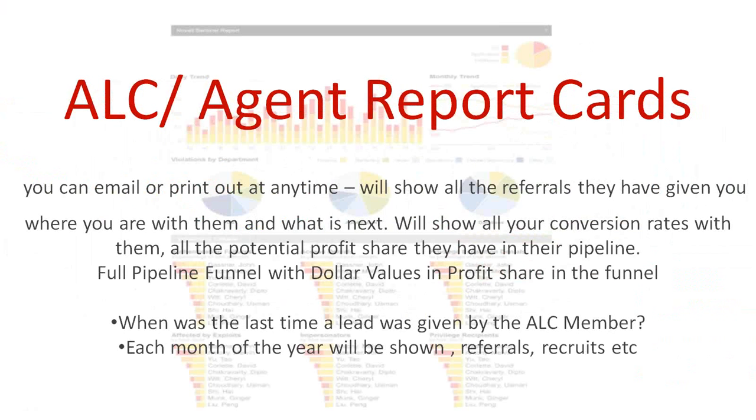Well, then we can identify that, and then you can reach out for training in that area. ALC and agent report cards, again, these can be emailed or printed out at any time. This will show all the referrals they have given you, everything you've converted. It'll also show what you've done with every one of their recruits, so they can see the progress, because that's usually the biggest issue, is they give you the referral, and then there's no communication back to them about what is going on. And obviously, you're doing a lot of work, and that's the same thing along the lines of when you take a listing, sometimes the seller doesn't realize all the work you're doing on the back end, and they kind of, where's your value here?